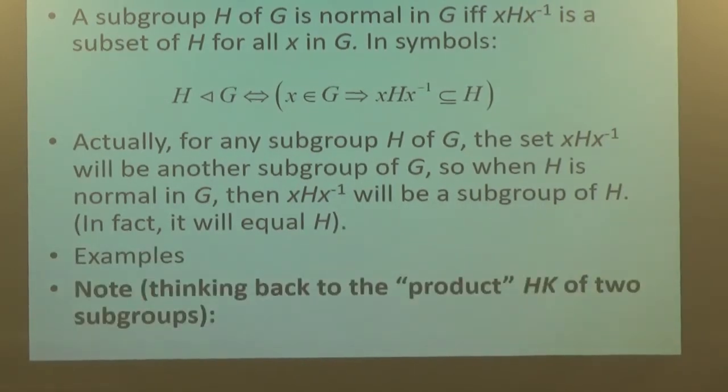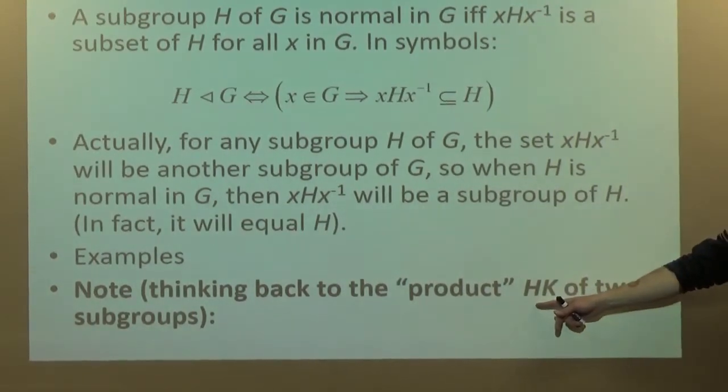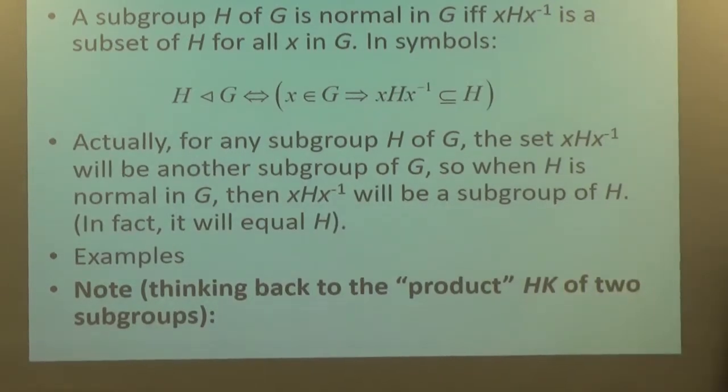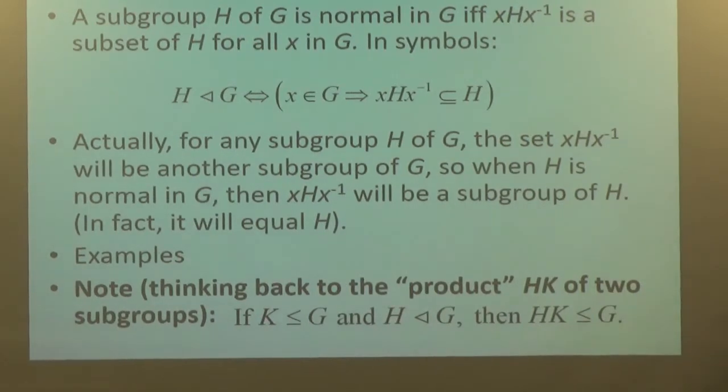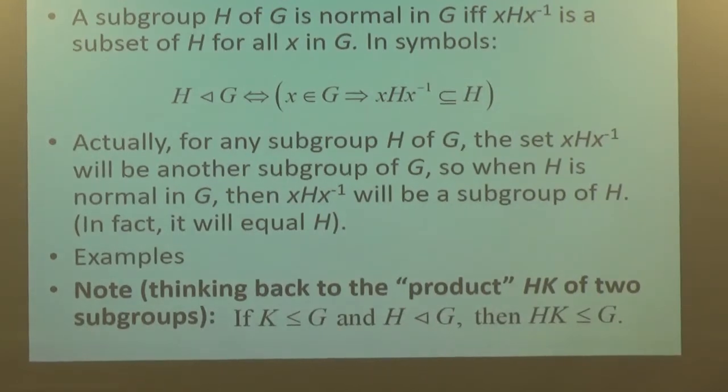Remember when we talked about the product HK last lecture? I said this is in general not a subgroup of G even when H and K are, but there's a special case when it is a subgroup. If K is a subgroup of G and if H is normal in G, then HK is going to in fact be a subgroup of G. And the roles of H and K can be switched around. You could assume H is a subgroup of G and you could assume K is normal in G, and this would still be true. That's another useful fact to file away.